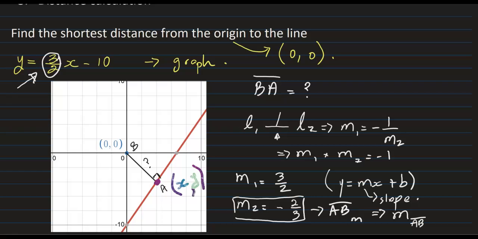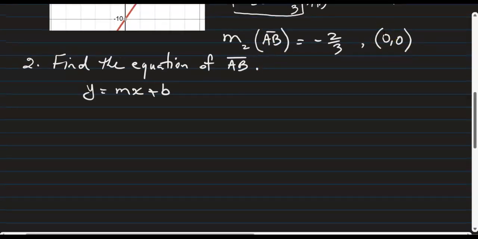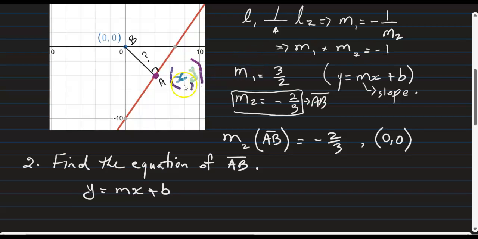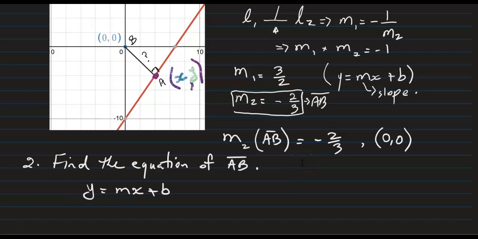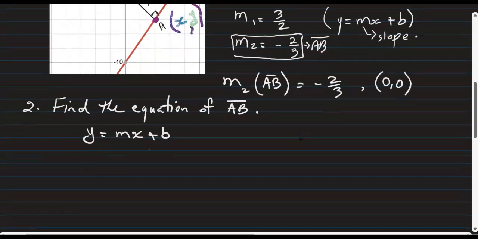And now let's go ahead and find the equation of the line segment AB, or at least the equation of the line of which AB is a line segment. Now that you have the slope of the line segment AB and a point, remember 0, 0, the origin is part of the line segment AB, right? So now we can find a line that goes through the entire thing, and the line segment of that line is AB. So we can now go ahead and find that equation.